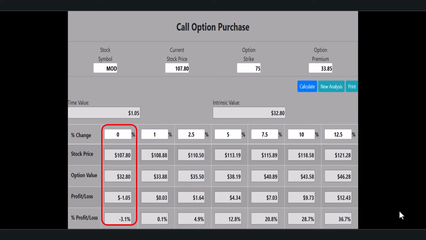And notice that if the MOD stock price does not make the expected move up and remains flat at expiration, the 75 call would only lose 3.1% or $105, compared to the 100% or $805 loss for the 110 strike call that we looked at earlier.